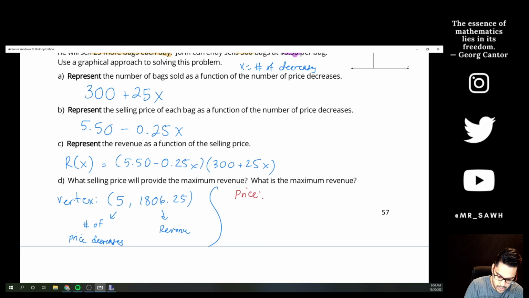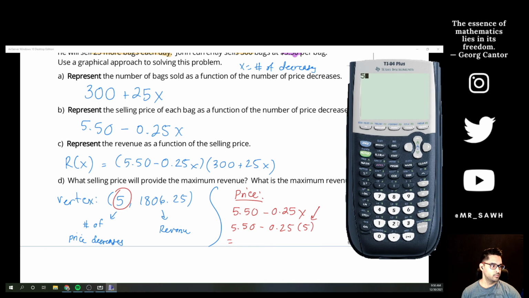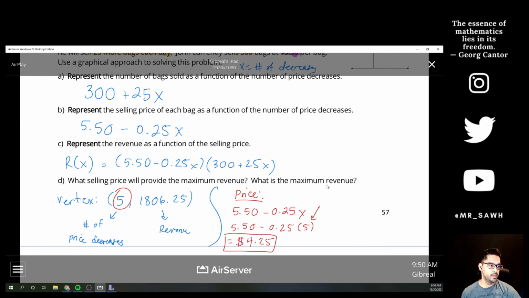So price. We made an expression for price that said it was $5.50 minus 0.25x. I know x is 5. So 5.50 minus 0.25 multiplied with 5 for our selling price. And this 5 is the one from the vertex. Okay, that's where that comes from, the number of price changes. So 5.50 minus $1.25, so $4.25 is what this person will charge for that cotton candy, right? Or they'll decrease the price enough to make sure they get their maximum revenue.